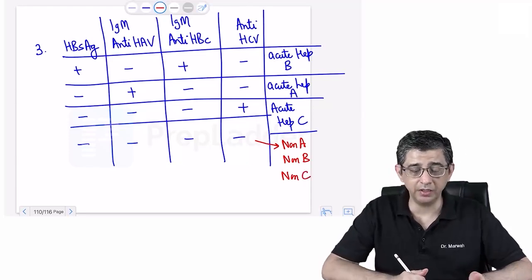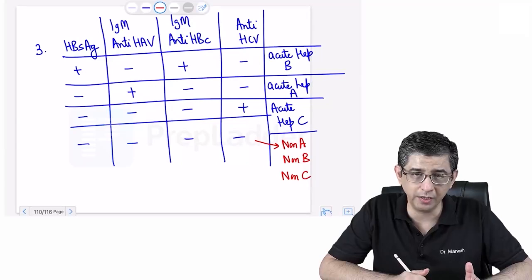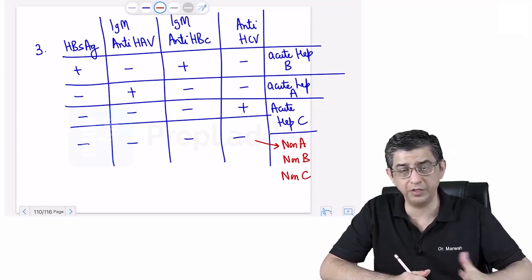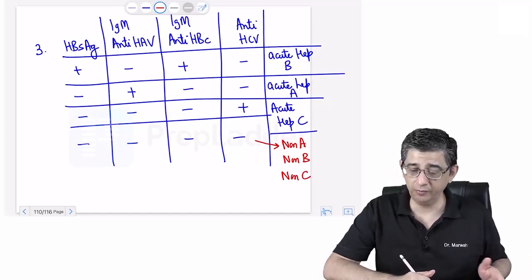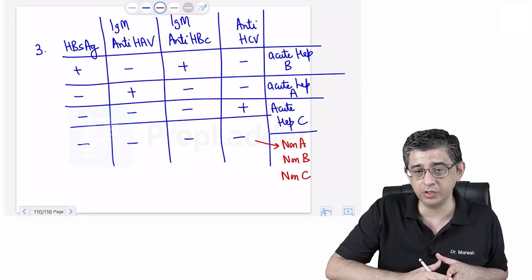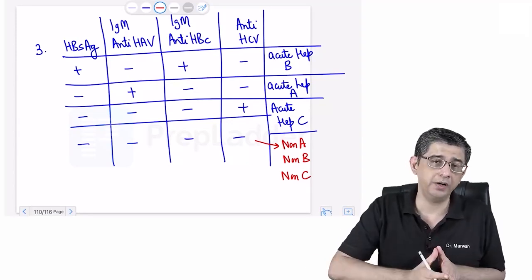Why? Because D occurs alone. D alone does not cause damage. You either have a co-infection or a superinfection. You know that from pathology. So D would be present with B only. If B markers are negative, then D alone will not cause a problem. So I will think in terms of hepatitis E.